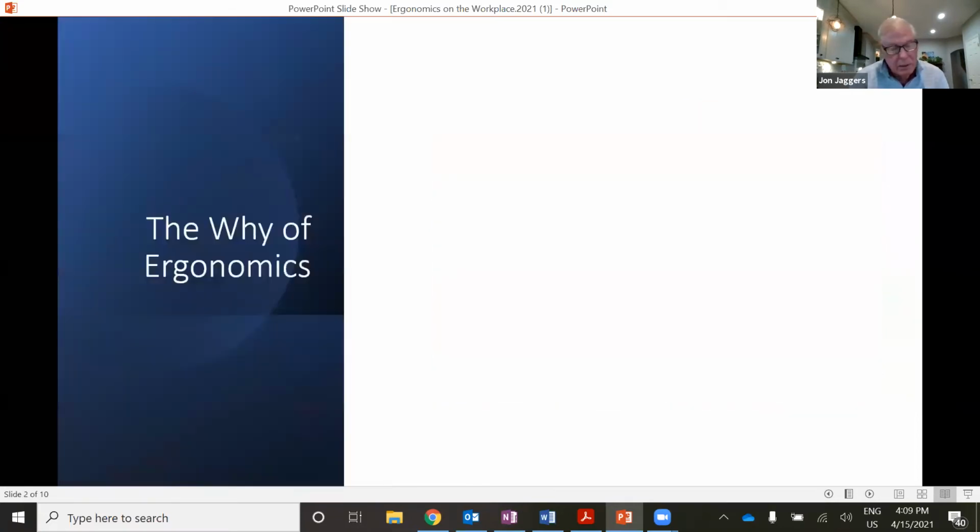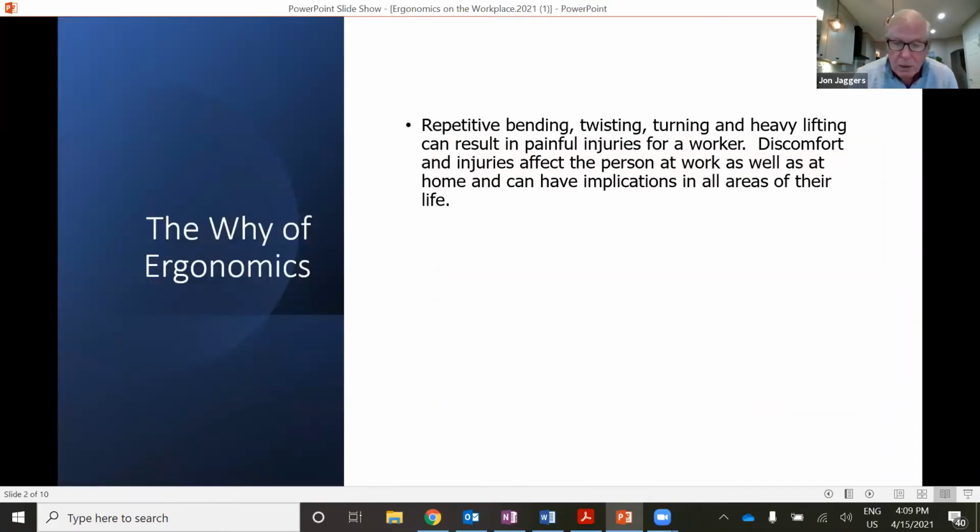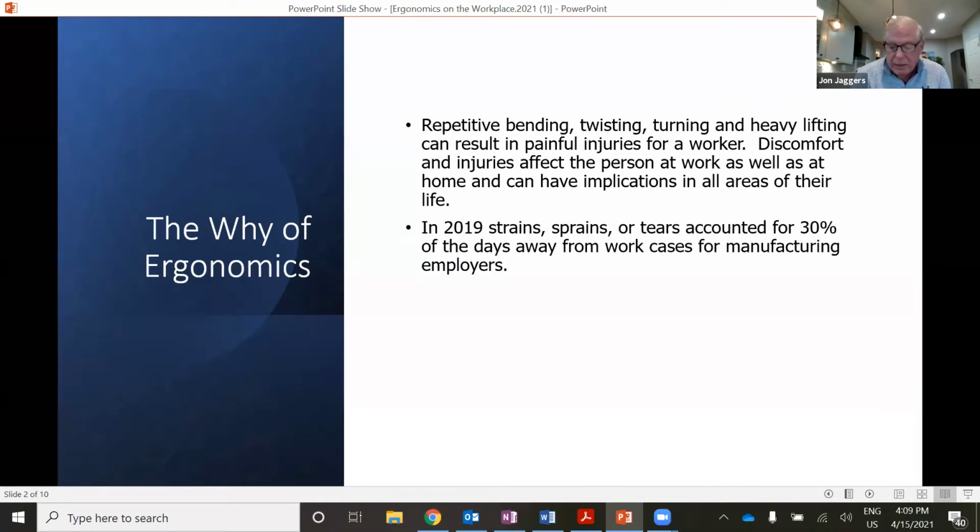So go ahead. So, the why of ergonomics. Again, you're probably not facing any of these items in particular, but in this environment that I was running the plant, repetitive bending, twisting, turning, and heavy lifting can cause painful injuries, and that discomfort does affect the person both at work and at home. And so I looked up some data.